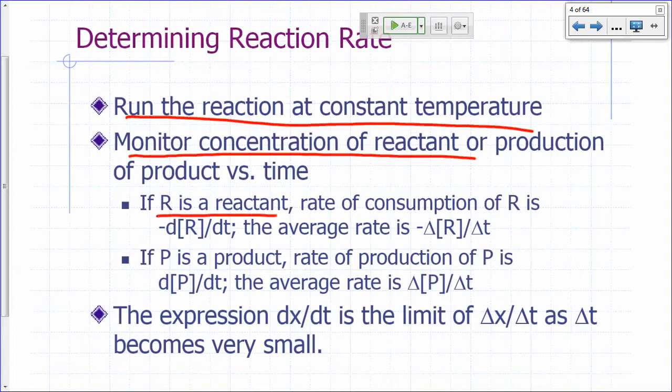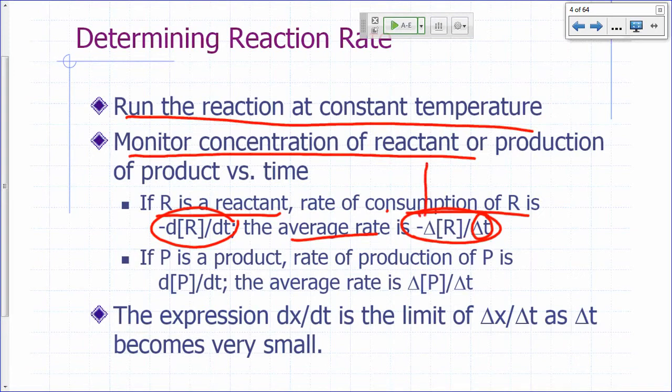If R is a reactant, then the rate of consumption of your reactant R is given by this expression right here. This is called a derivative, okay? Negative dR over dt. And the average rate is negative delta R over delta t. What does delta mean? Change, right? Change in concentration divided by the amount of time that's elapsed. Change in time. That's your average rate.